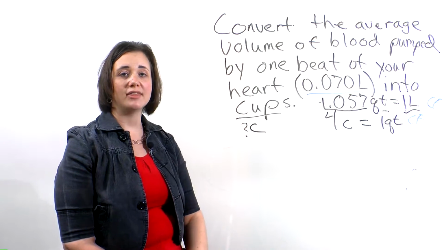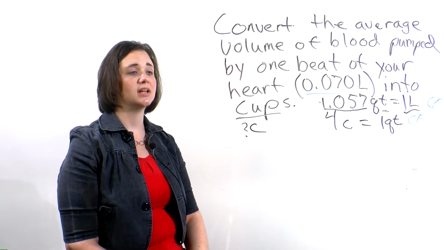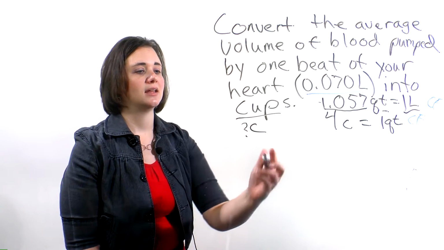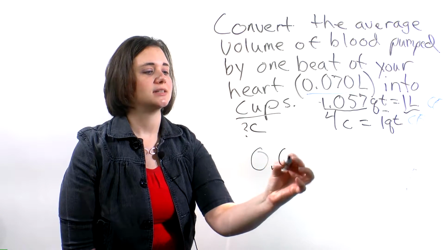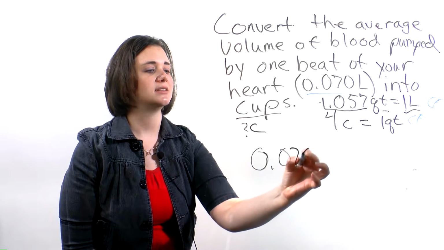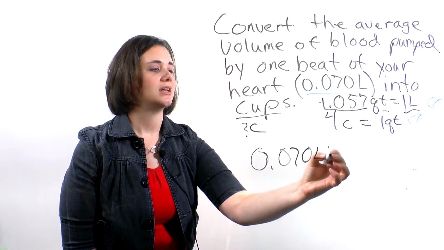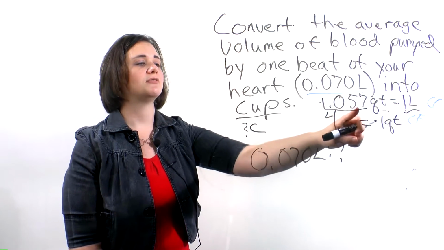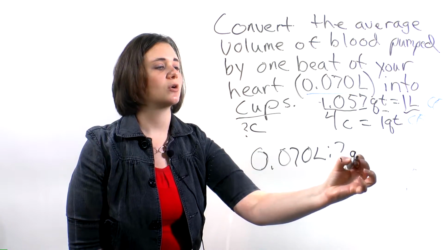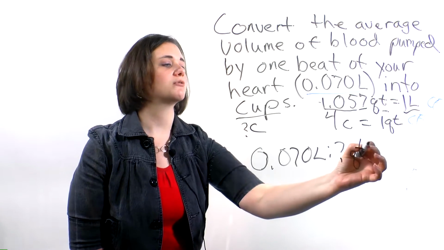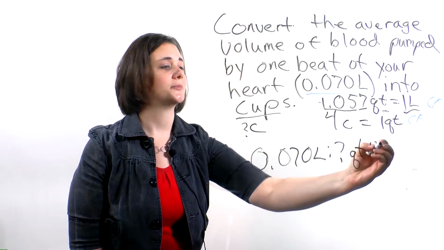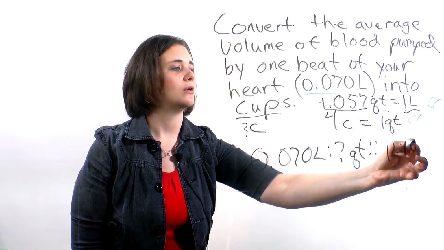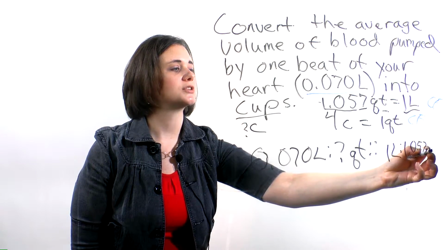Remember, for the nursing method, you can use colons to compare things, but you can only do one at a time. We can say that 0.070 liters is to some number. We can't go directly to cups. I still have to figure out where I'm going to stop. So we're going to go to quarts first. It's to some number of quarts as 1 liter is to 1.057 quarts.